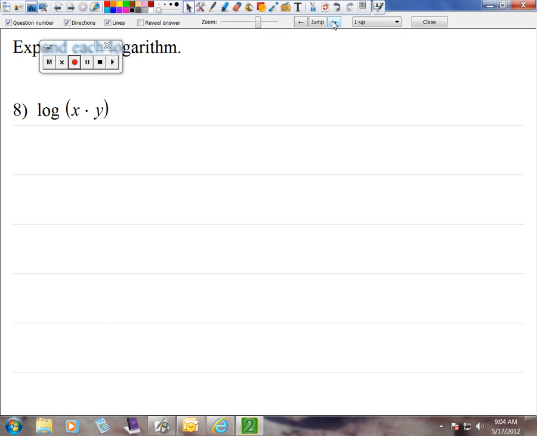What's this one going to be? It shouldn't take you that long either. Log x plus log y. Okay. Do number 9 if you haven't yet.